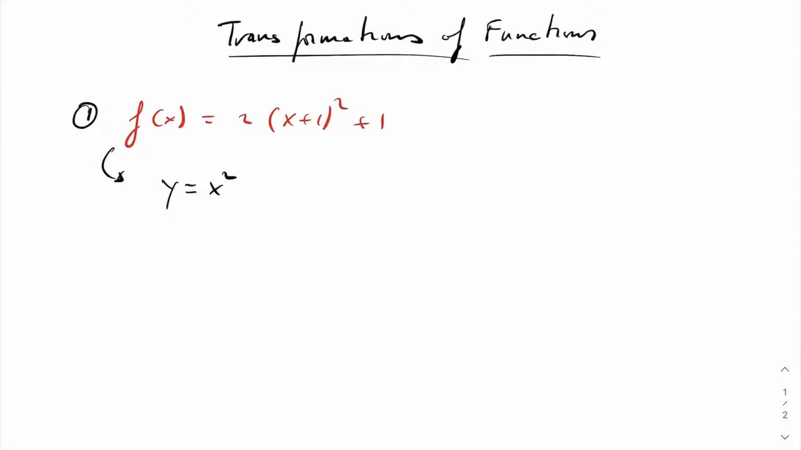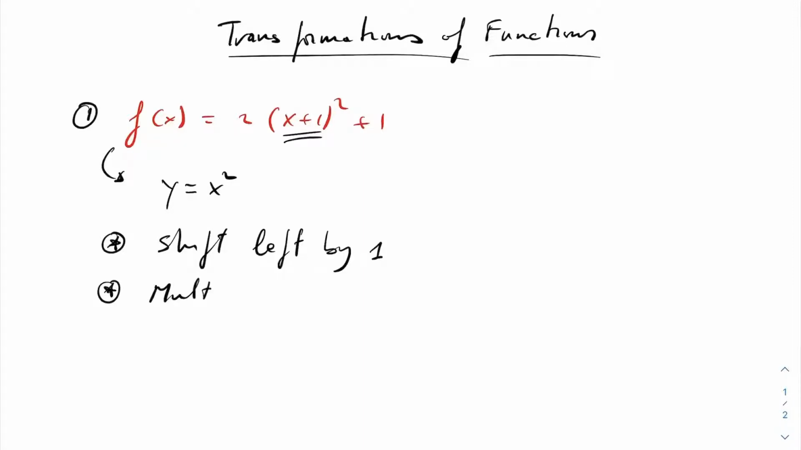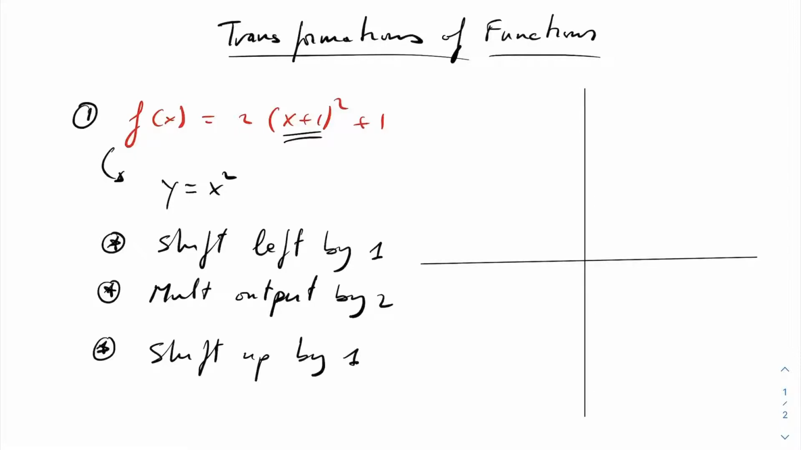Since our parent function here is x squared, starting with the input x, the first thing that's been done here is 1 is added to x, which means that the graph of our parent function is going to be shifted to the left by 1. Remember, we're doing the opposite here. And then that will be it for the input. Since the entire function here is multiplied by 2, we're going to multiply our output by 2 as well. And finally, 1 is added to the entire function, which corresponds to a shift up by 1. Let me draw an xy plane here so we can see how that reflects on the graph.